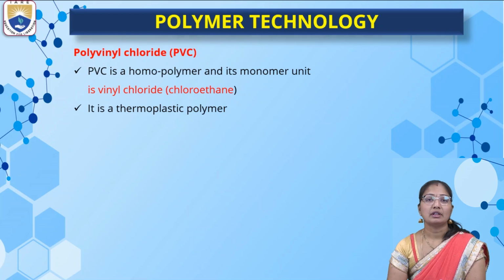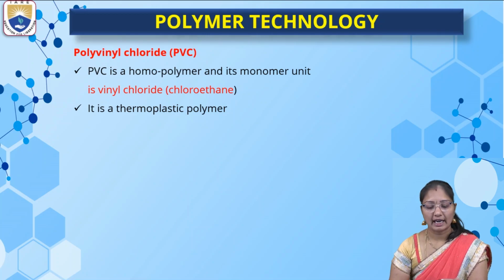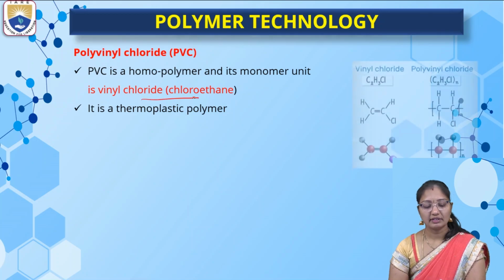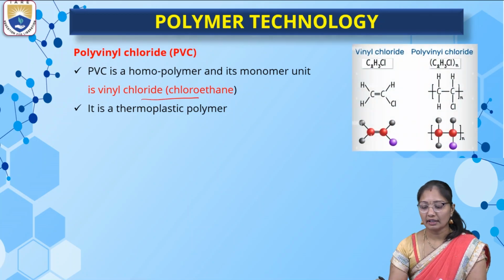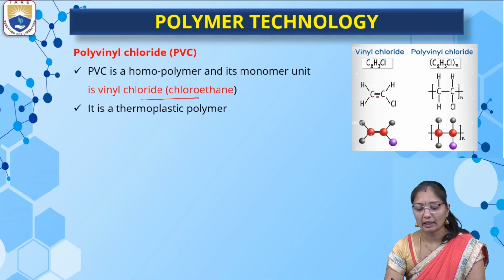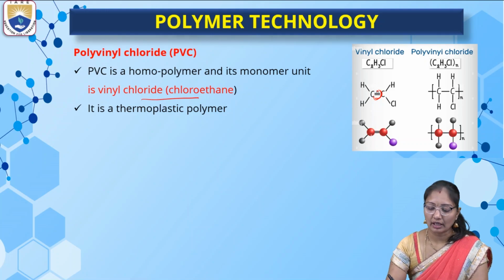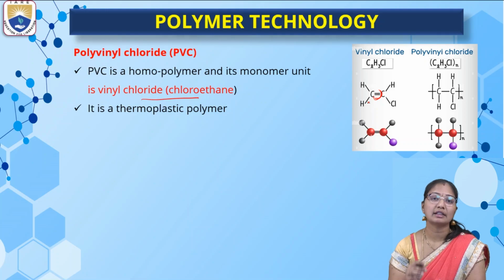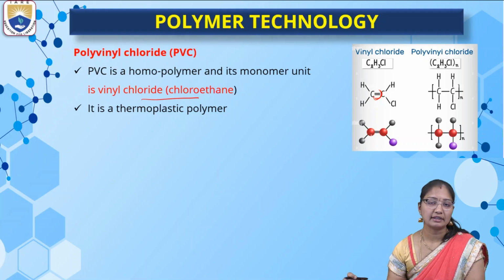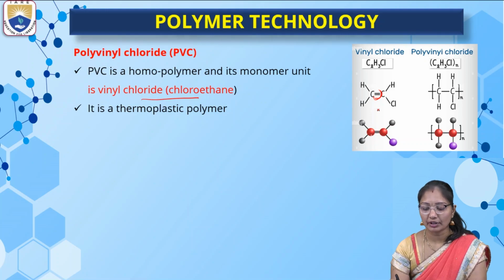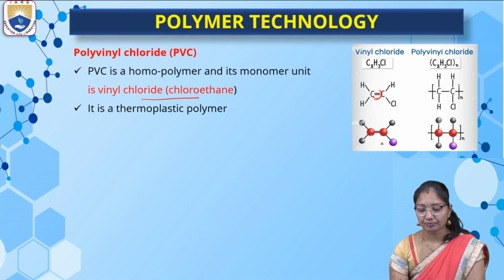So PVC is a homopolymer, and its monomer unit is vinyl chloride. This is a thermoplastic polymer. Vinyl chloride has a double bond, and we know only unsaturated bonds cause the addition reaction. Here it initiates free radicals and keeps increasing its chain length, or growth, due to the propagating step. So the vinyl chloride units are the repeating units.